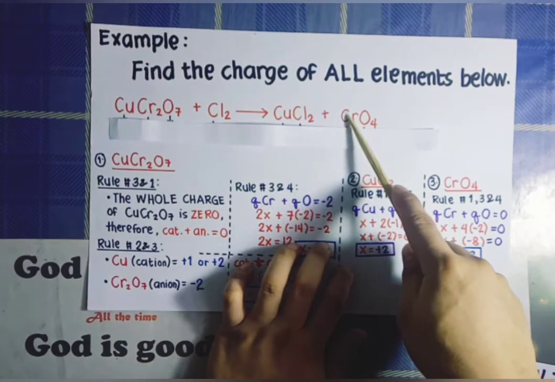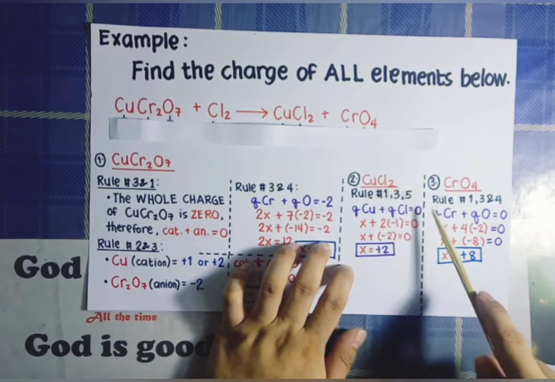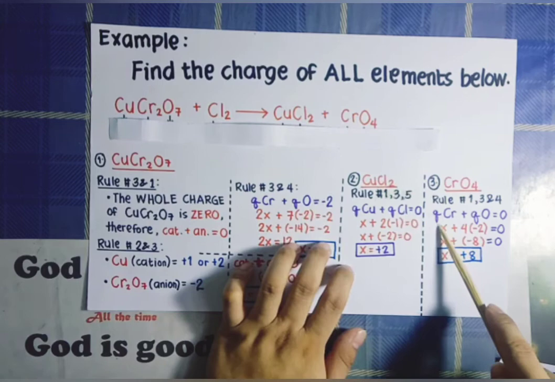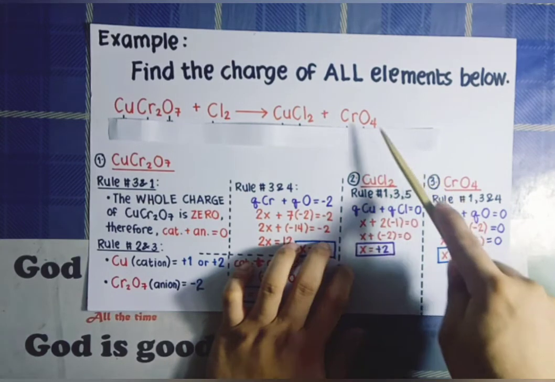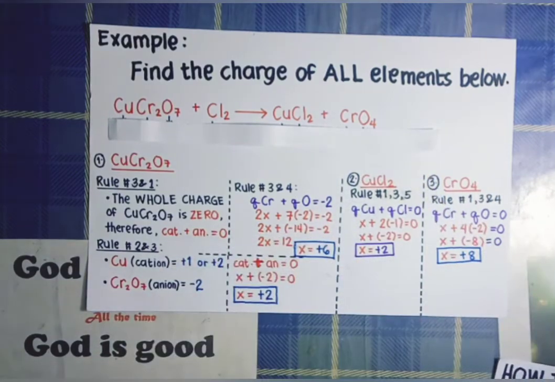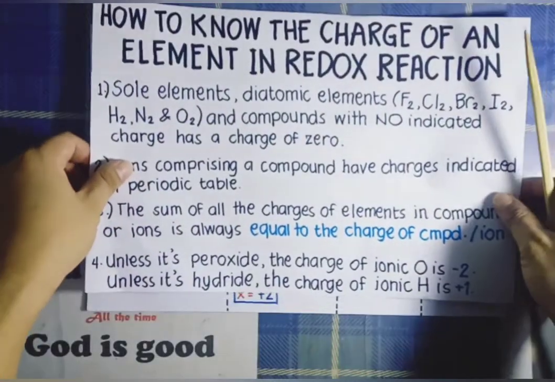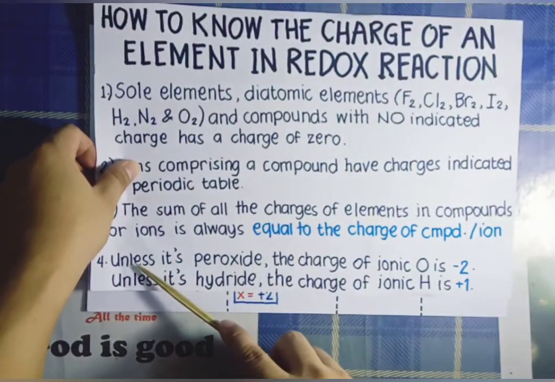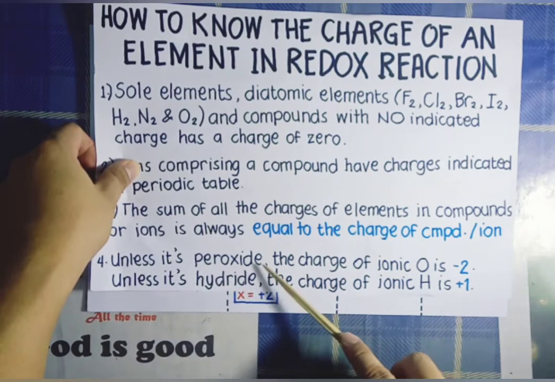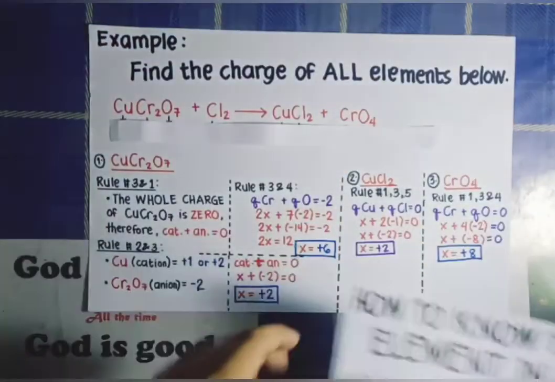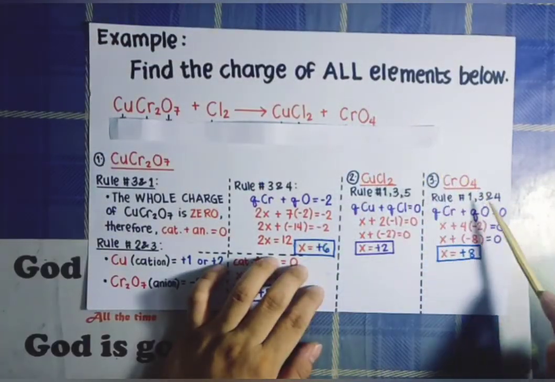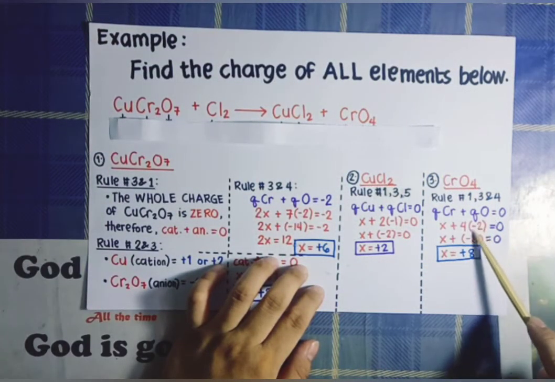Now, how many Cr do we see here? We have here 1 Cr. That's why we have here just X. Plus, what is the charge of oxygen? For the charge of oxygen, we can actually use rule number 4. According to rule number 4, unless it's peroxide, the charge of ionic oxygen is always -2. So therefore, we can assume that the charge of oxygen here is -2. And so we have here -2.